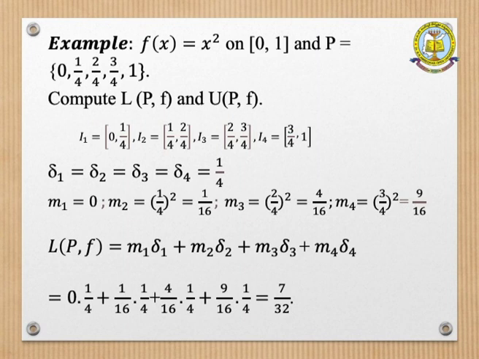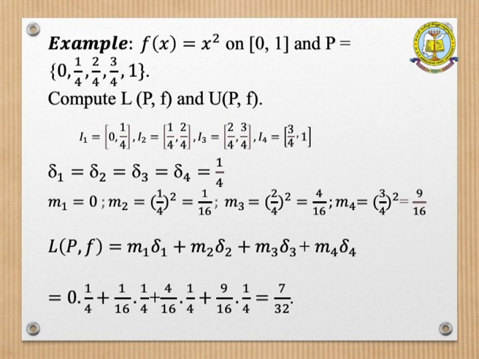What are they? I1 is the interval 0, 1 by 4. I2 is 1 by 4, 2 by 4. I3 is 2 by 4, 3 by 4. And I4 is 3 by 4, 1. So, what is the length of each interval? The length of each interval is 1 by 4. You can observe clearly, delta 1 equal to delta 2 equal to delta 3 equal to delta 4, which is 1 by 4.